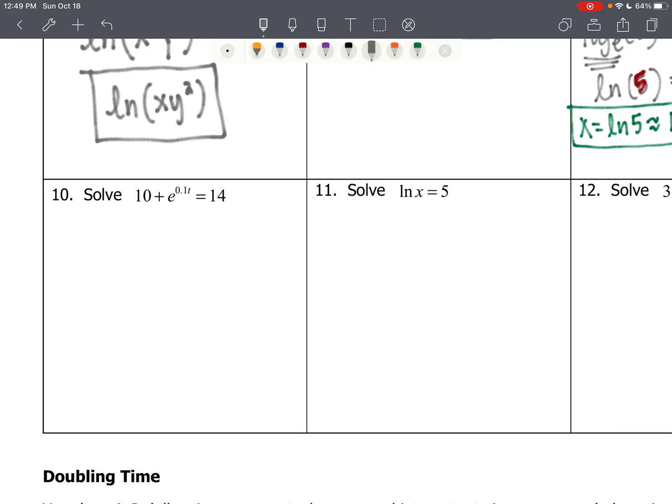Okay, let's solve another one. 10 plus e to the 0.1t equals 14. Okay, that was a nice break. We're going to isolate the term that has our variable. So I would subtract 10 from both sides. E to the 0.1t equals 4.